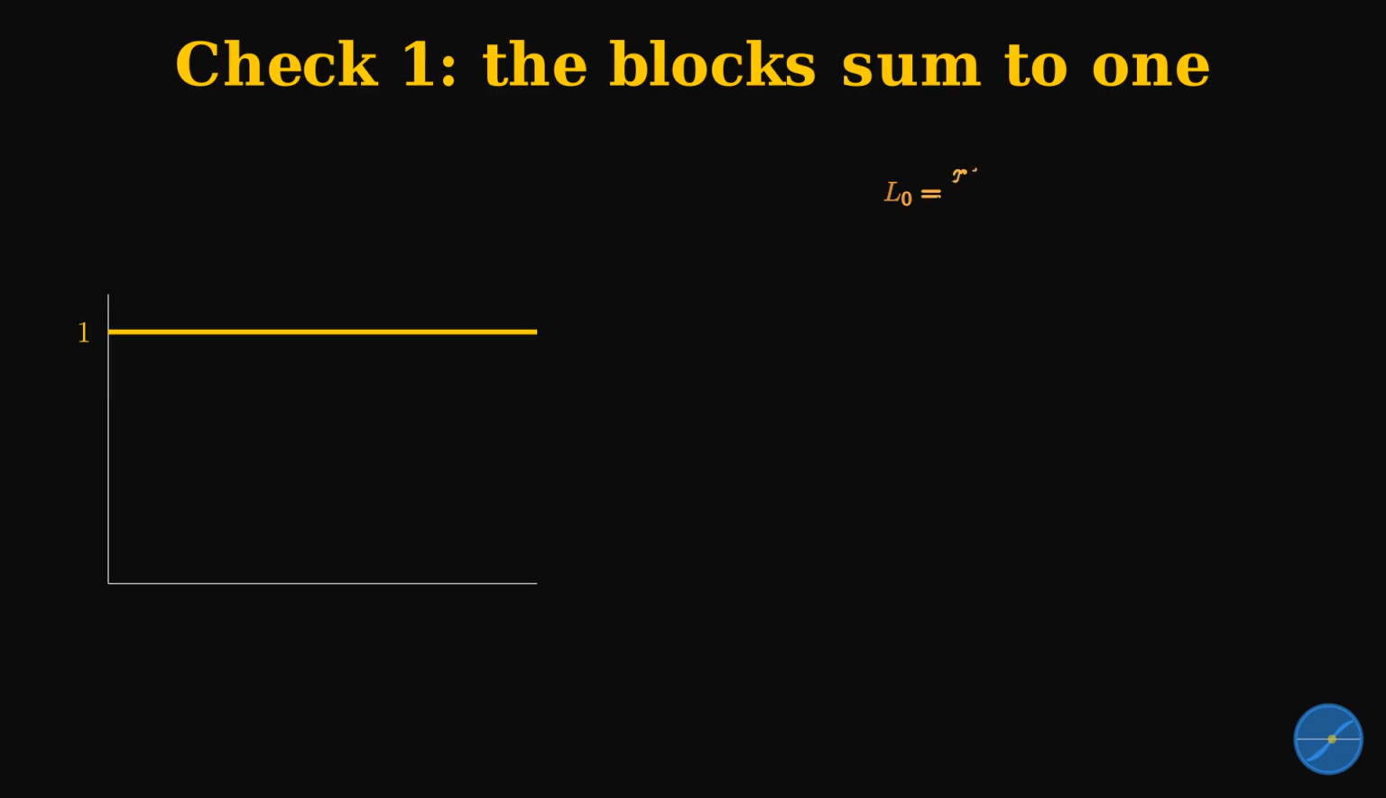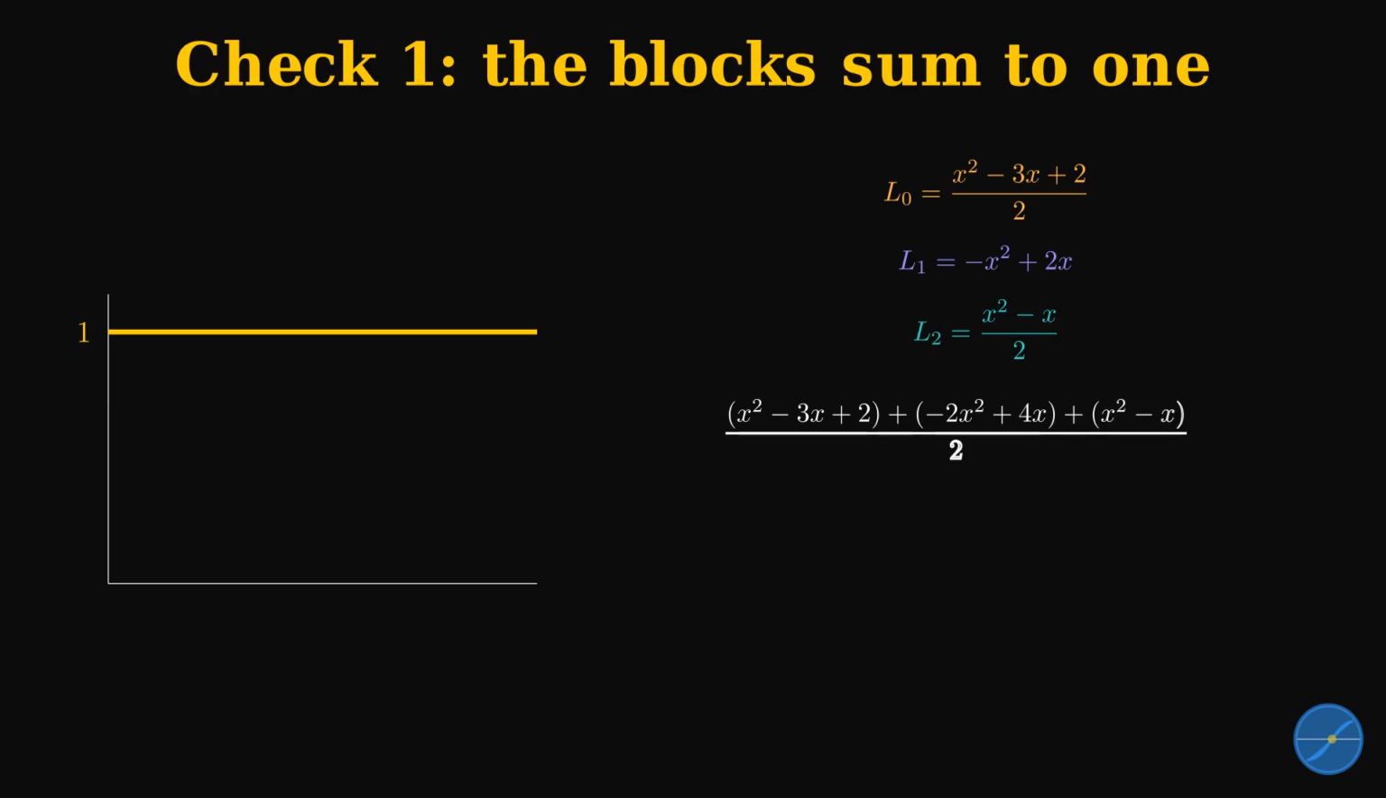Now prove it. L0 is x squared minus 3x plus 2, over 2. L1 is minus x squared plus 2x. L2 is x squared minus x, over 2. Put all three over the same 2. L1 becomes minus 2x squared plus 4x. Collect the x squared terms. 1 minus 2 plus 1 is 0. The x terms: minus 3 plus 4 minus 1 is 0. Only the constant is left. 2. 2 over 2 is 1. The blocks sum to 1 exactly.